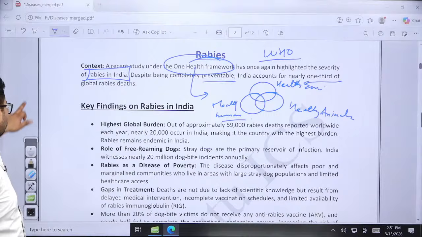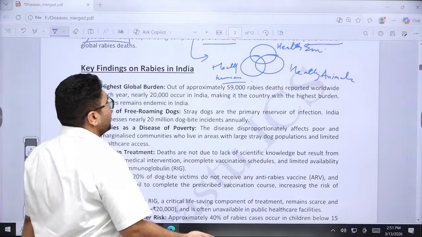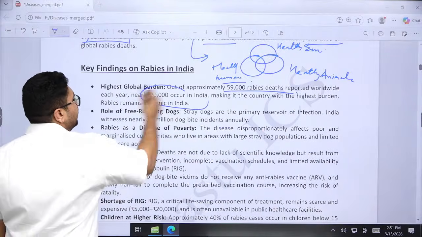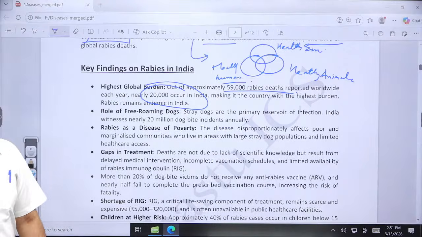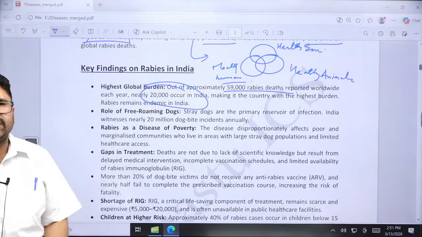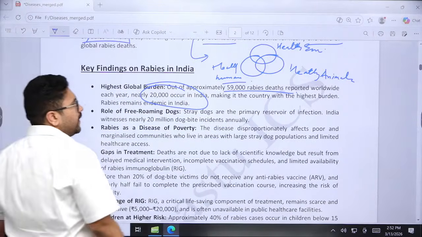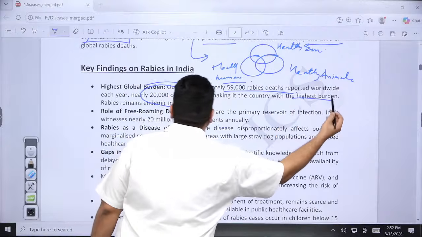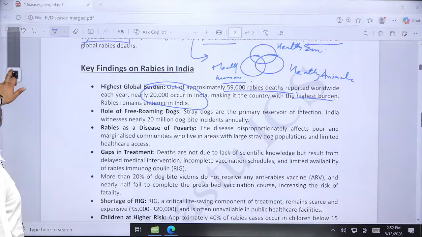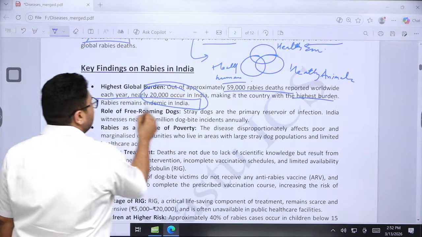Now, just a little statistics: of 59,000 rabies deaths reported worldwide, nearly 20,000 have occurred in India. That is, out of 60,000 about 20,000, so 1/3 have been in India, making it the country with the highest burden of rabies deaths. Rabies remains endemic in India.